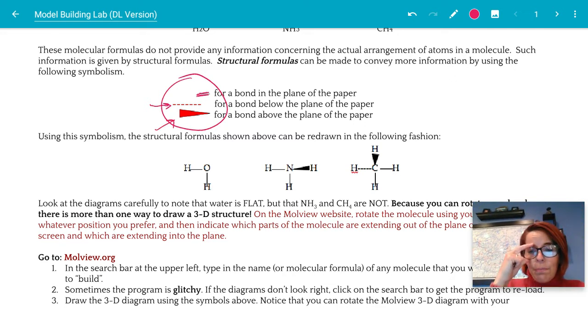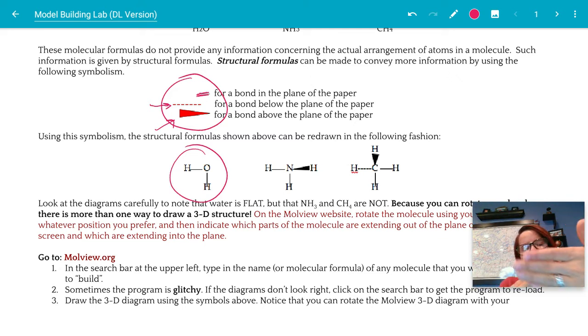So let me give you the examples that are stated here. Water is a flat molecule, which basically means that the oxygen and the two hydrogens can be rotated so that they are just right up against your computer screen and completely flat. No part of the molecule comes out and no part of the molecule goes in. However, you can rotate it. So you could rotate that molecule so that one of the hydrogens points out and one points back. But the way it's shown right now, everything is flat on the screen.